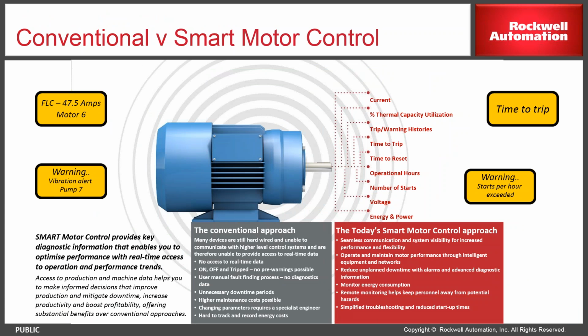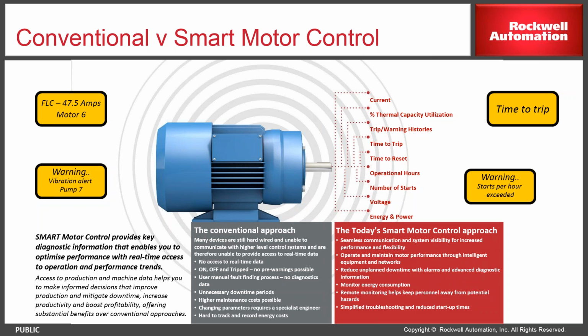So this slide actually explains the difference between a conventional hardwired motor control system, with limited or no diagnostic information, and a Rockwell Automation intelligent motor control solution. As you see there, some of the challenges in the conventional approach are highlighted. So let's talk through the issues and sometimes the hidden costs associated with the conventional system.